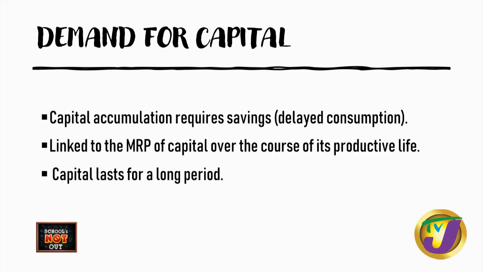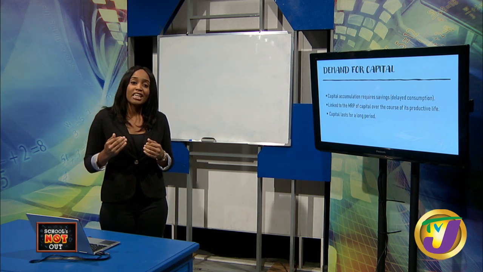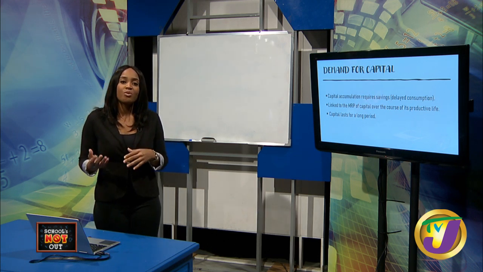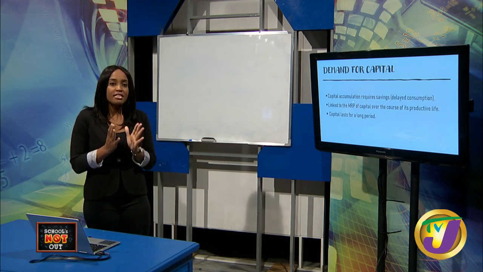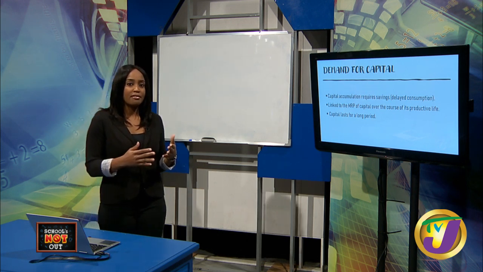We will also look at the fact that capital accumulation requires saving. So in order for you to purchase a machinery, if you're going to purchase a machinery as a business owner, you may need to get a loan. In order for you to get a loan from a financial institution, financial institutions do have to have cash, and they have to get that cash from their customers or clients who are saving. So in order for this process to take place, acquiring capital, somebody has to save so that you can spend.